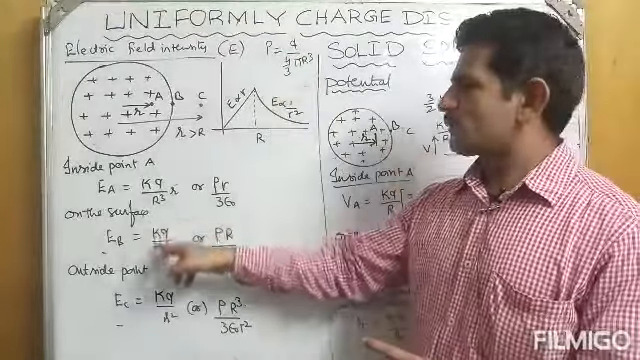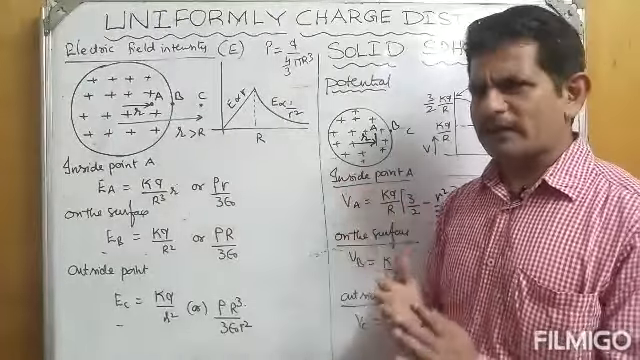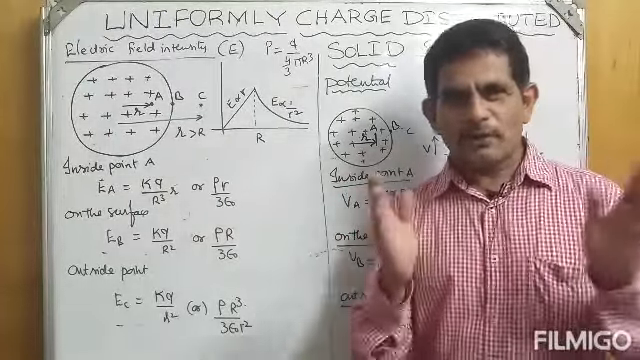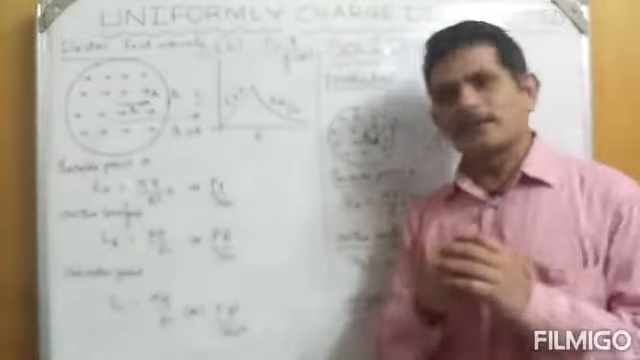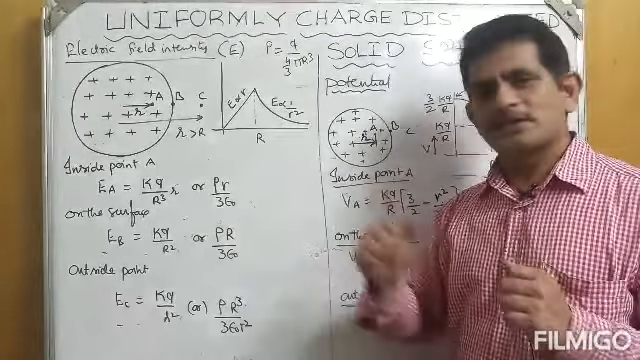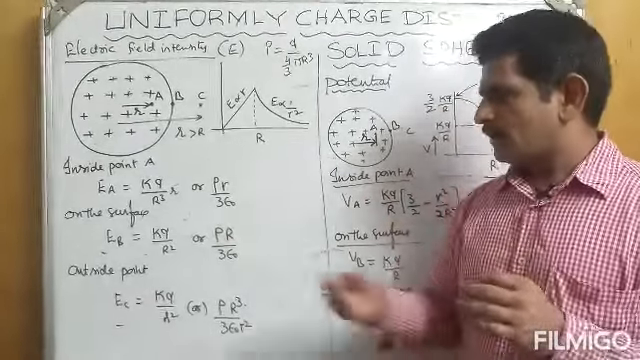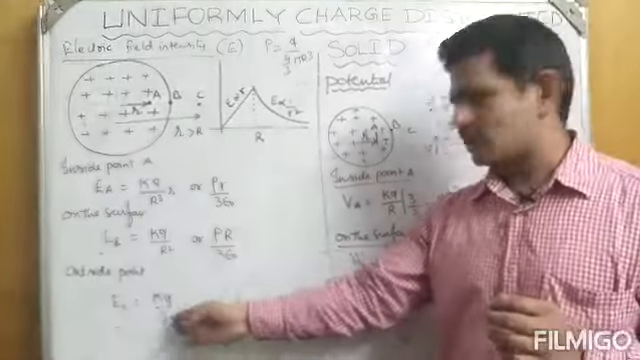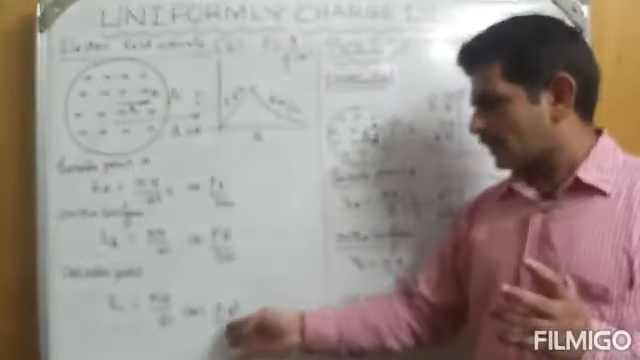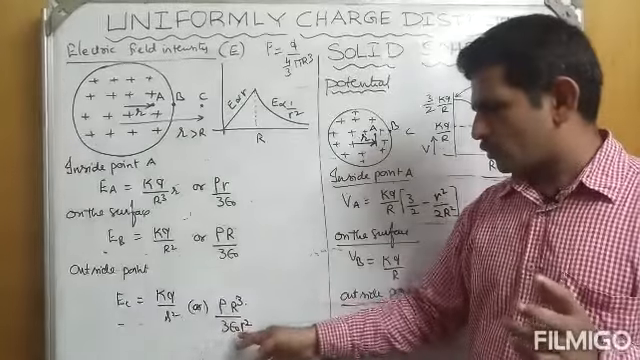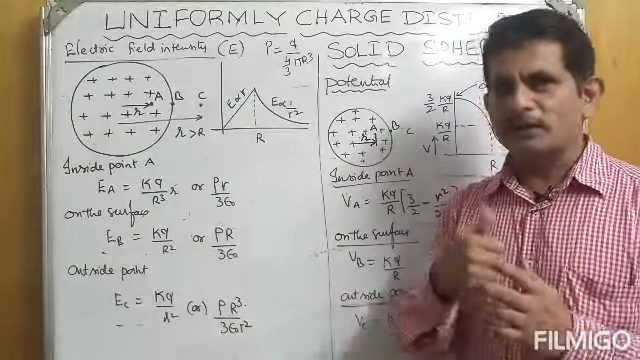If it is on the surface, kq by r square. The general formula for electric field intensity is kq by r square. In terms of density, this is the formula. And if it is an outside point, this is also the general formula, kq by r square. But outside we have to go for rho r cube by 3 epsilon naught r square. I think you can understand.